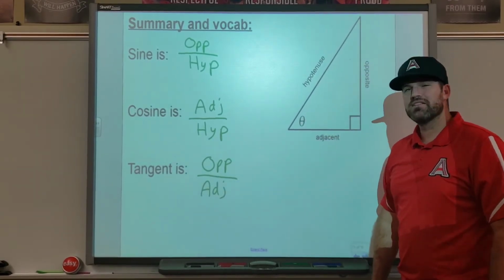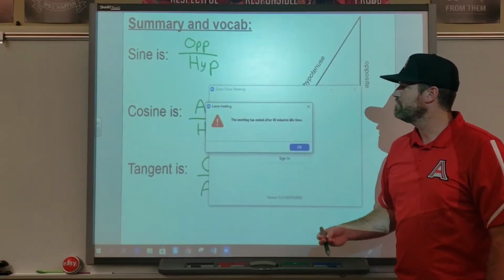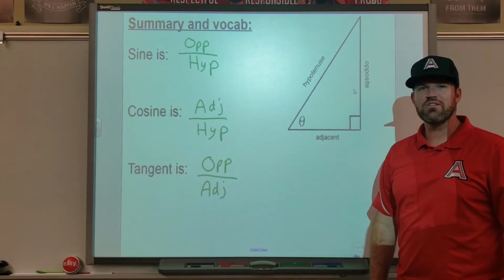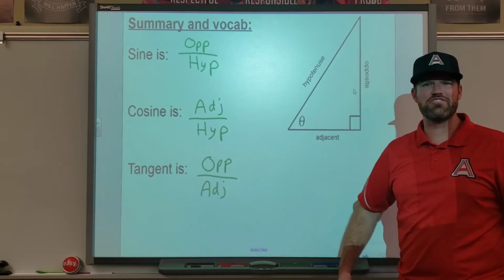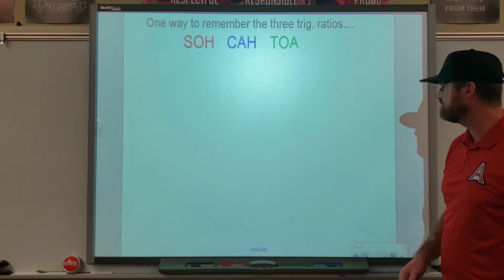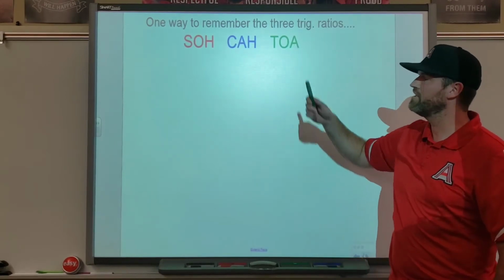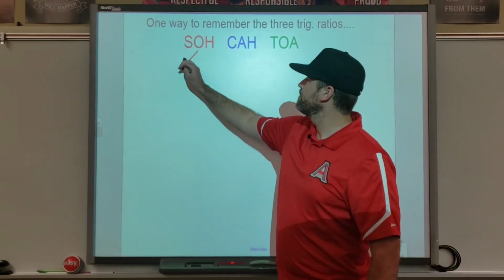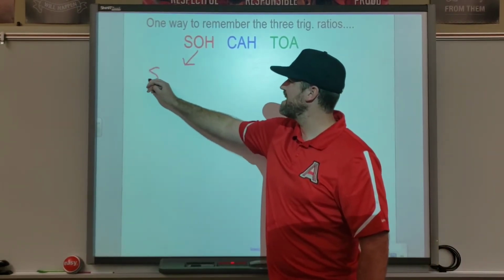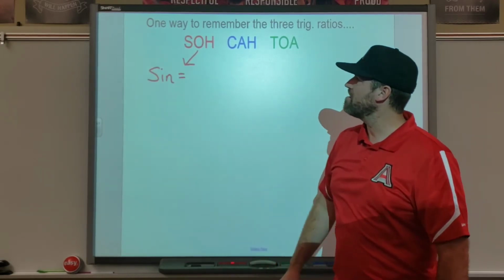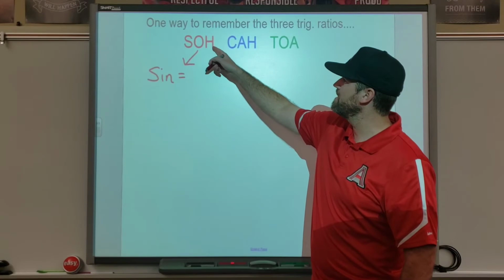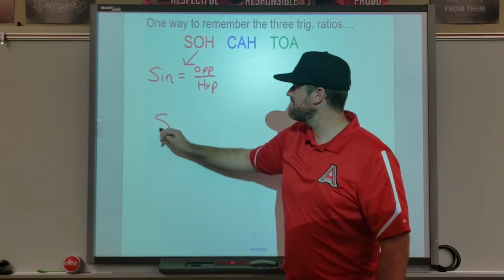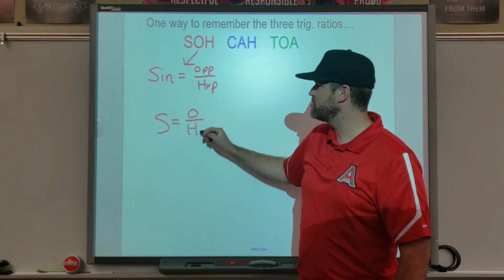Now that might seem like a lot to memorize, but we're going to use sohcahtoa. What is Mr. Dresser talking about? Well, sohcahtoa, you want to know how to spell this, it's really important, is a way for us to memorize the different ratios. So S stands for sine, and sine is always equal to the opposite divided by the hypotenuse. Or S equals O over H.